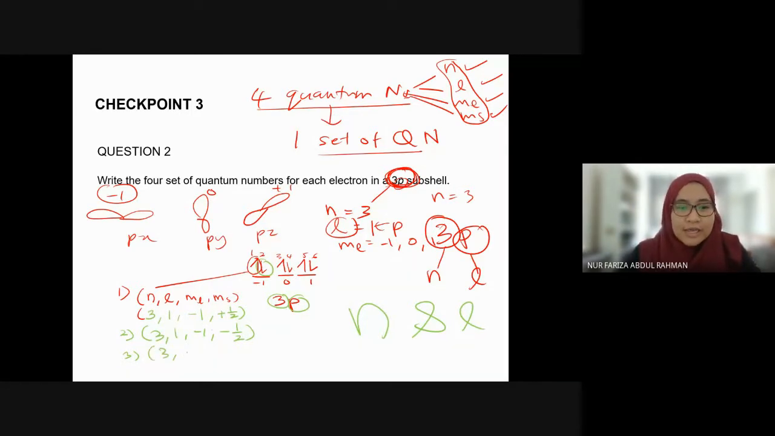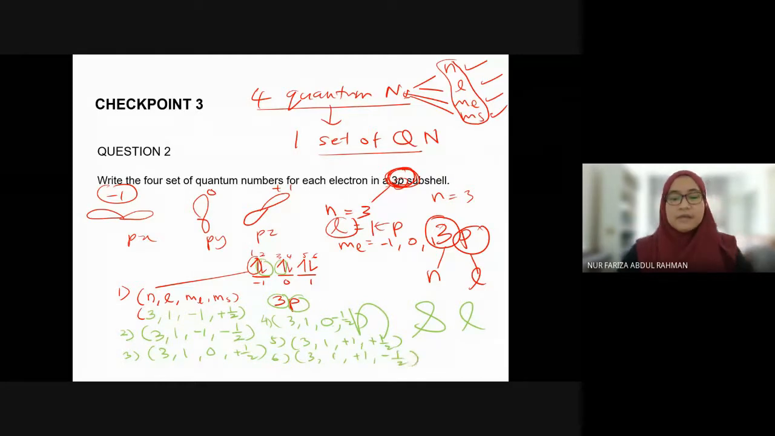So the third one will be 3, 1, 0, positive half. You have to write them all out, don't be lazy, please. 3, 1, 0, negative half. Then the fifth electron should have 3, 1, positive 1, positive half. The sixth electron should have 3, 1, positive 1, negative half. So this is how you assign the set of quantum numbers for each electron in the orbital.